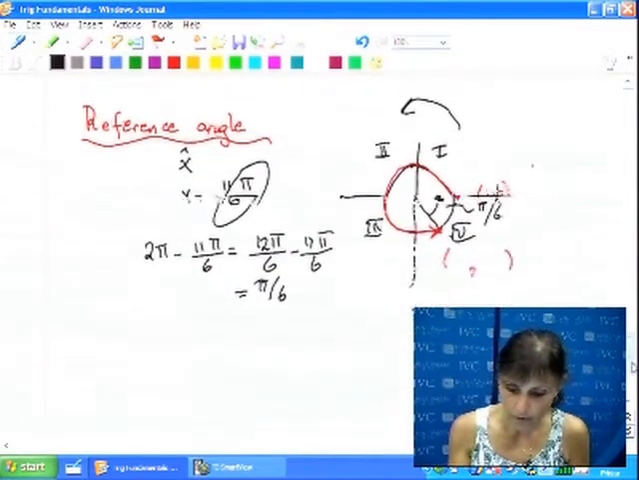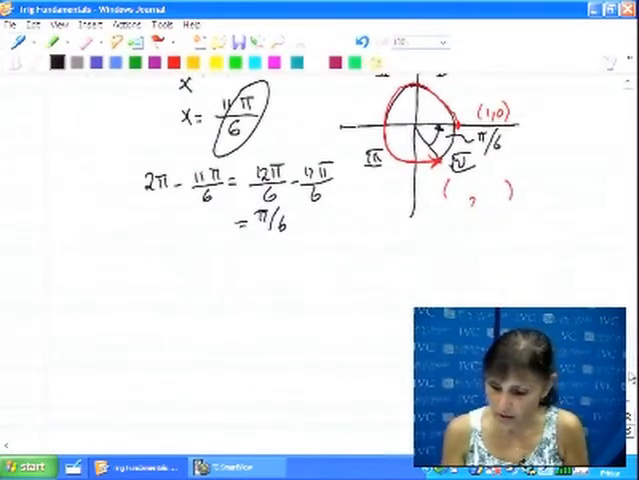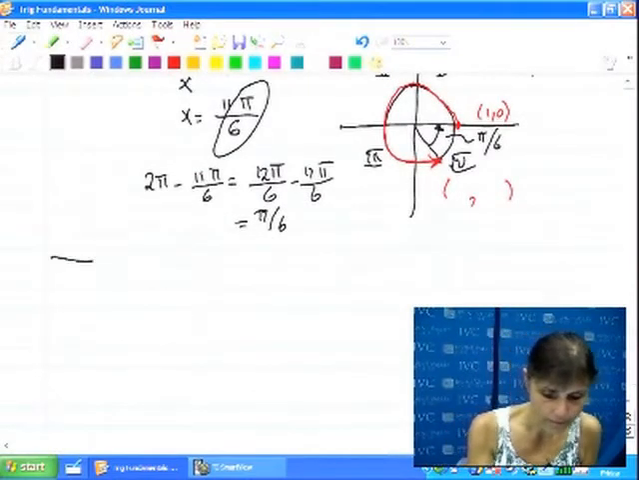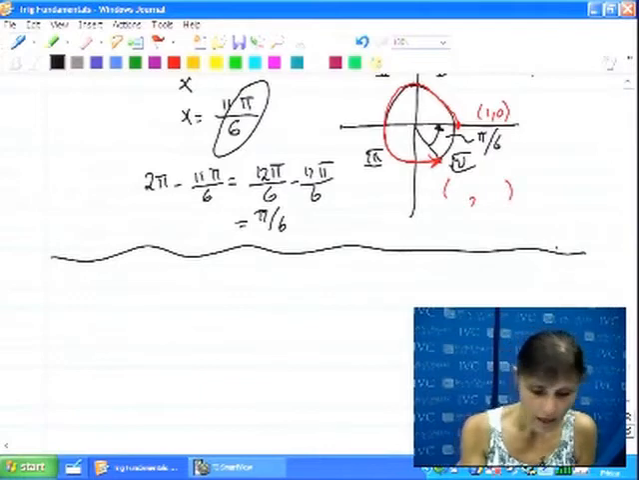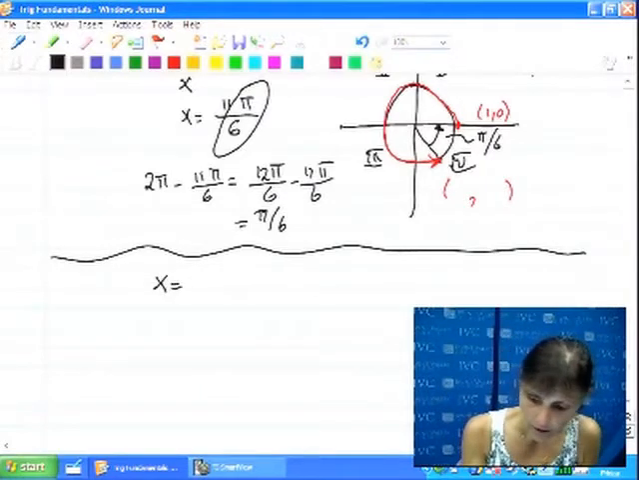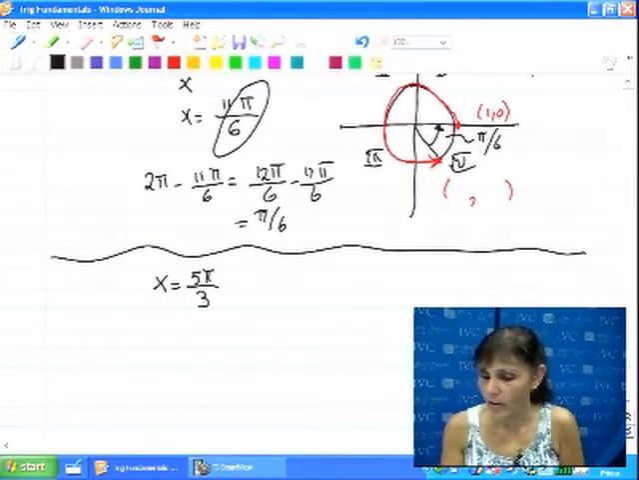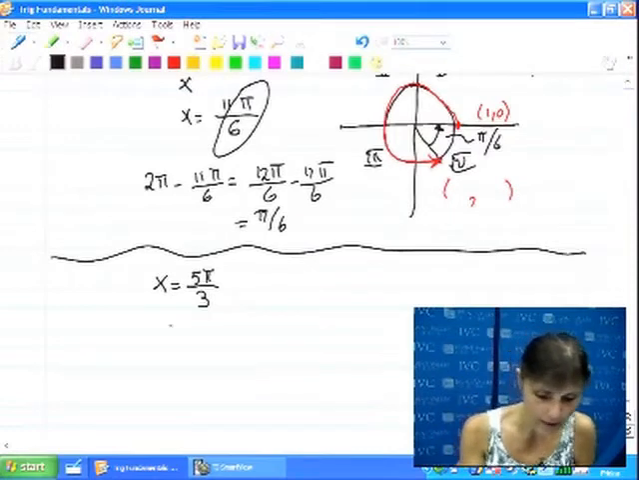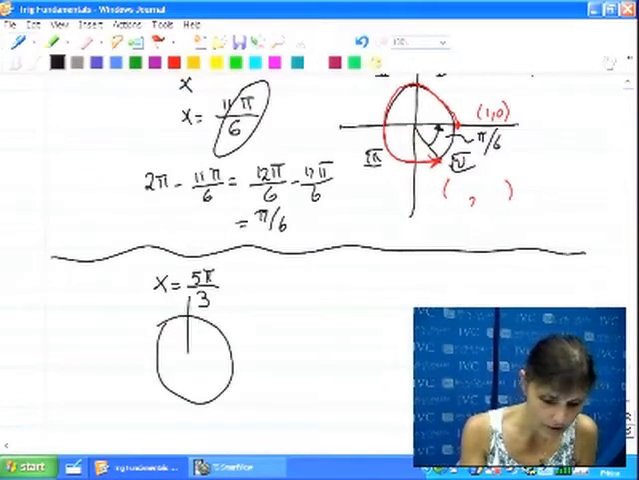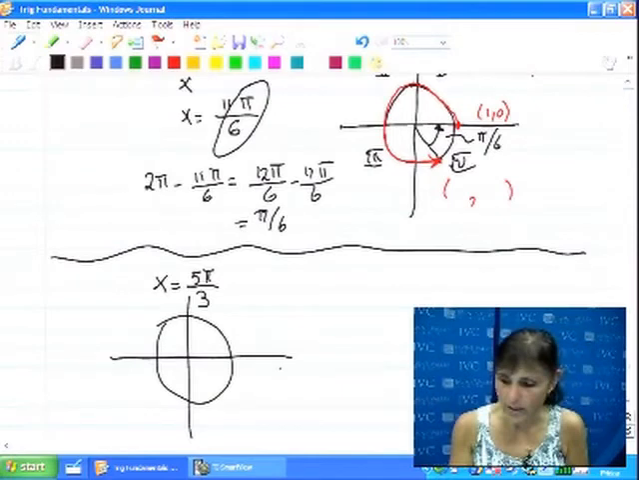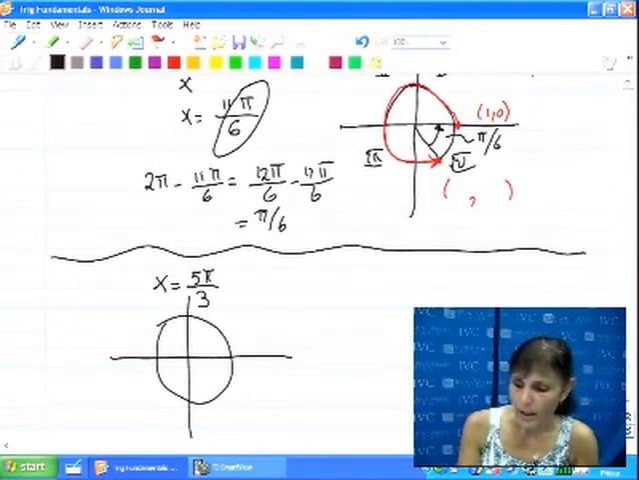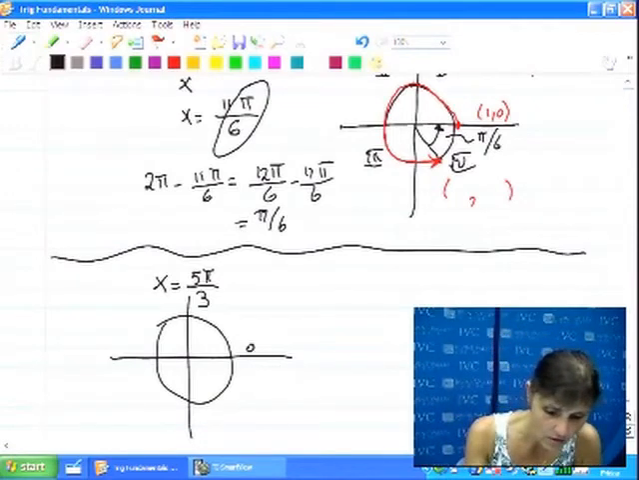Okay, let's do a couple of those exercises. So if I have, this is one way of doing it. I have an angle of 5 pi over 3. Where is it? And then what is its reference angle? Okay, so let's find that out. Here's another way of doing it. Instead of thinking in terms of degrees, 5 pi over 3. Let's think about this. This is 0, and when I go around it, I hit 2 pi.